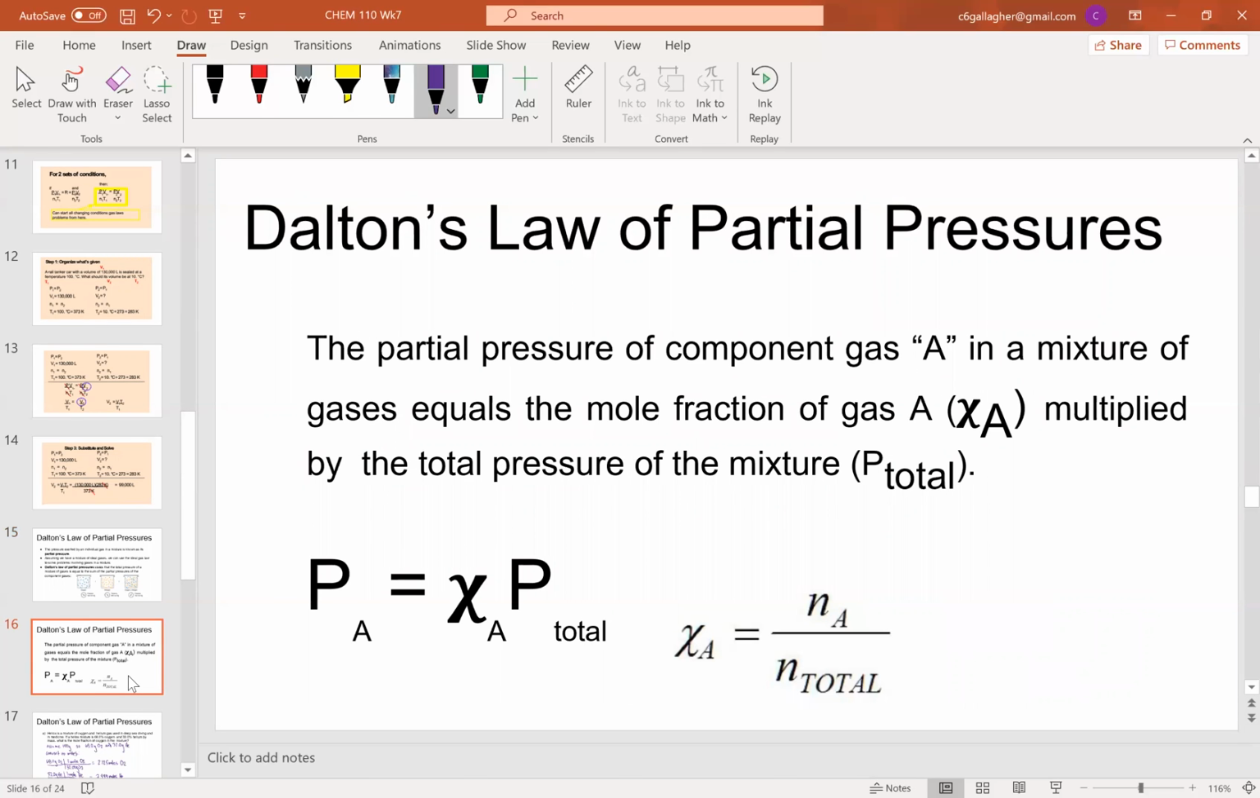So Dalton's law of partial pressure means that in order to find the partial pressure of a component gas A, where A stands for anything, in a mixture of gases, it equals the mole fraction multiplied by the total pressure. So P, the partial pressure of anything, is going to be equal to the mole fraction of A times the total pressure. Now you might be wondering what mole fraction is. Well, mole fraction is simply the number of moles of anything divided by the total number of moles.